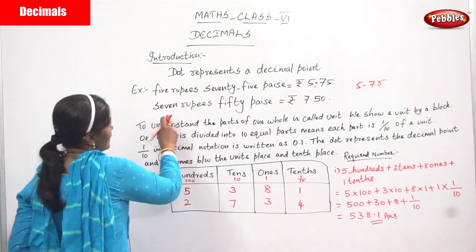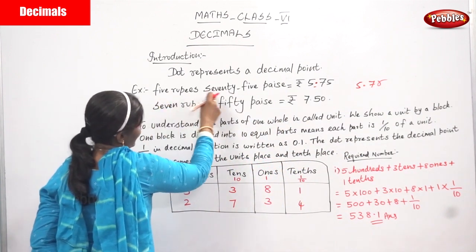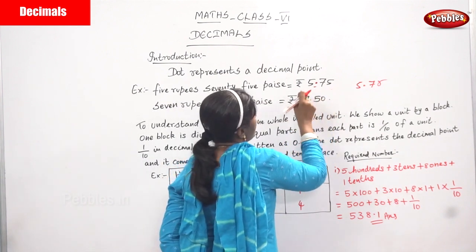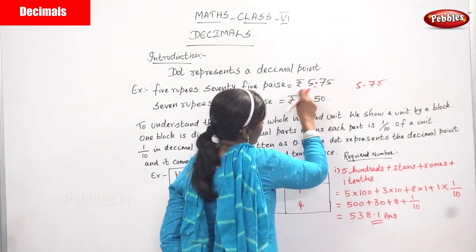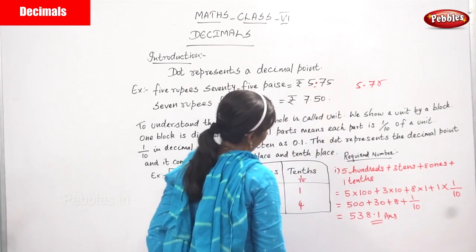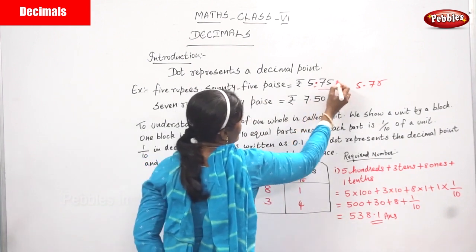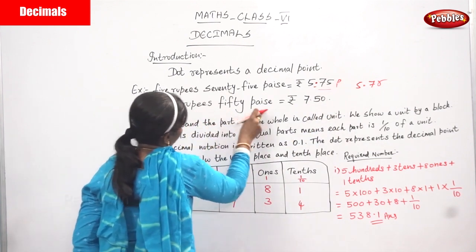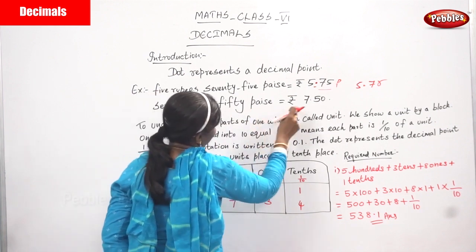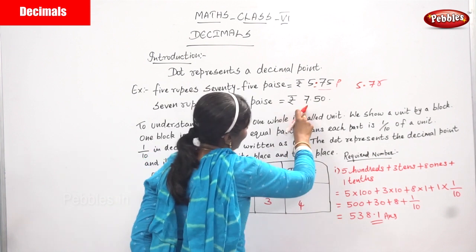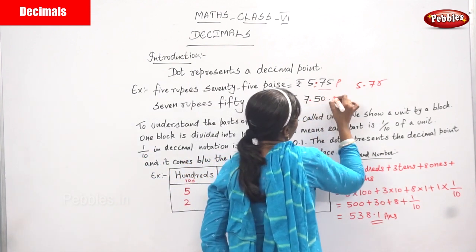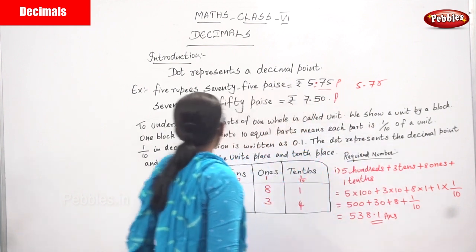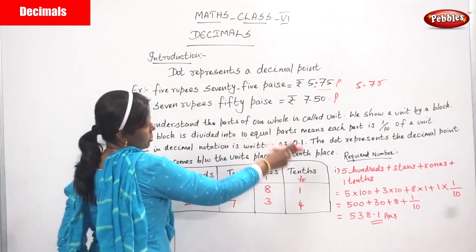First one is 5 rupees 75 paise, that is 5.75. How are you going to read it? Rupees 5 and 75 paise. After the point we consider it as paise. Next, 7 rupees 50 paise. Rupees 7, and the dot we consider as the decimal point, and this is 50 paise.